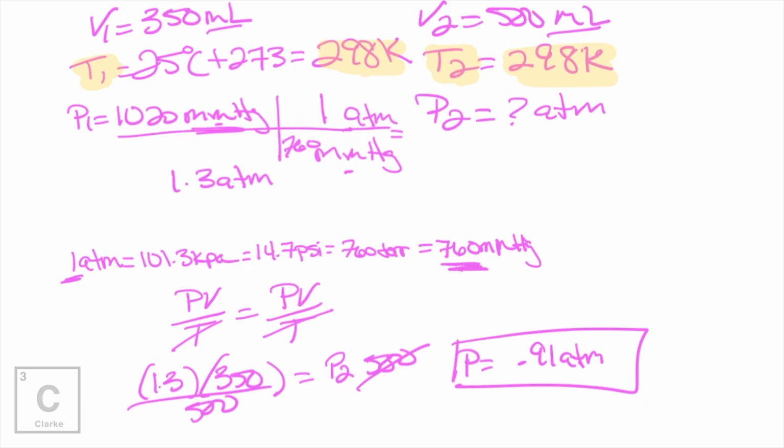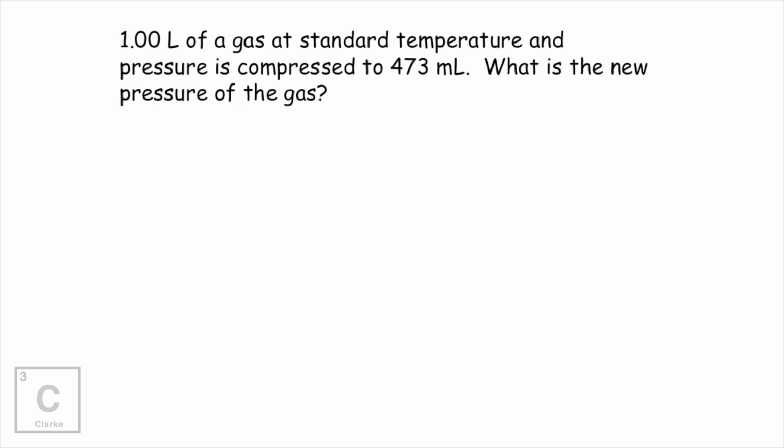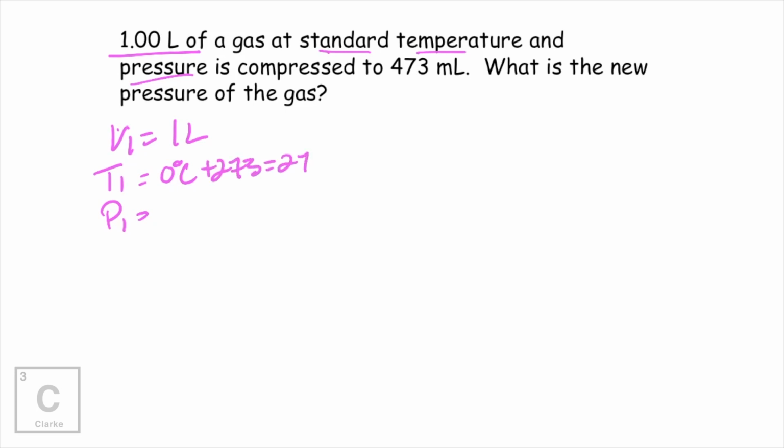Let's work another example. 1 liter of a gas at standard temperature and pressure is compressed to 473 milliliters. What's the new pressure of the gas? Let's go through again. I like to identify everything. We've got 1 liter, that's volume 1. Now, standard temperature and pressure means we do know temperature 1 and pressure 1. Standard temperature is 0 degrees Celsius, that's 273 kelvins. And standard pressure is 1 atmosphere.